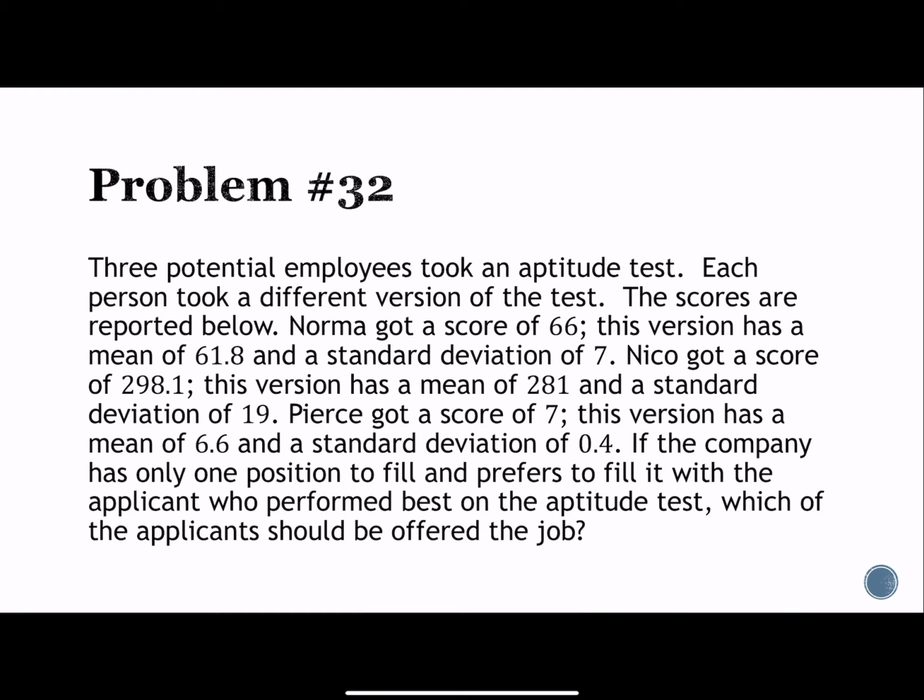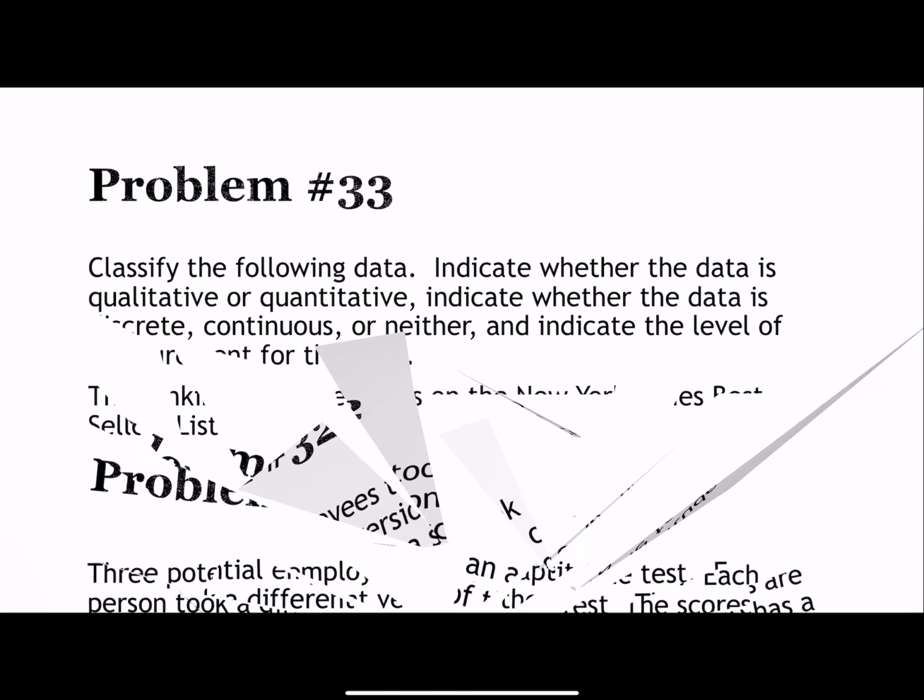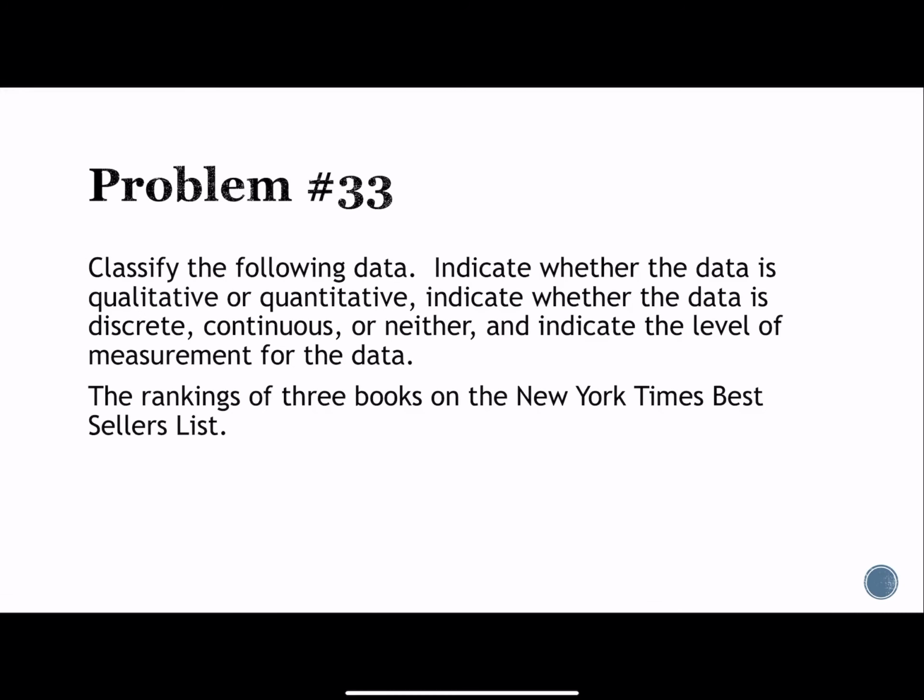So if the company's got one position to fill and prefers to fill it with the applicant who performed the best, which should be offered the job? Well, in order to answer this question, since the scales are all different, what we really need to know is how far each of these guys are from the mean. And to do that, you need a z-score. So you got to compute 3 different z-scores for each of the respective candidates and see who is farthest from the mean on the right side. And that's the person who gets the job because they performed better. So this is chapter 3. Can't tell the way the scores are currently. That's why we need the z-score.